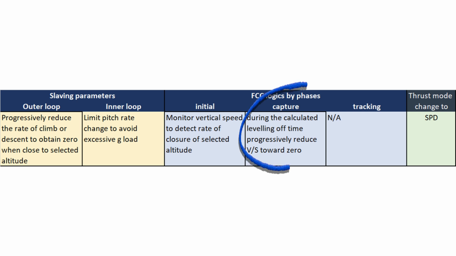During the capture phase, it will perform this calculation and determine the leveling off time by progressively reducing the vertical speed towards 0. There is no tracking mode because altitude acquisition doesn't really have a tracking mode. The following tracking mode will be altitude green or altitude hold, obviously. This function, again, is a geometric function, so of course the thrust mode will be changing to speed, meaning that if we were climbing in level change, as soon as we transition to alt star, the automatic thrust control will move to speed, okay?